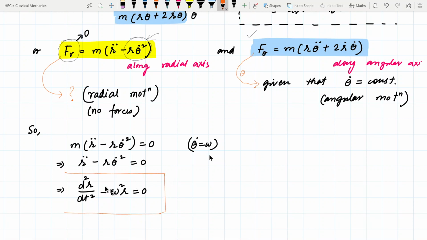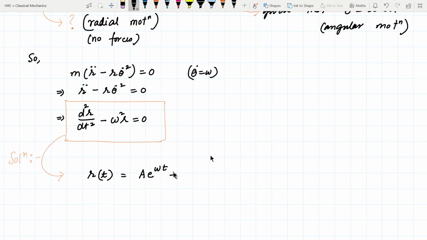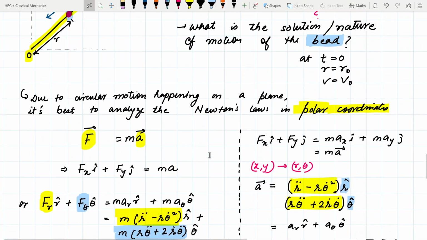Anybody knows what is the solution of the second order differential equation? So e raised to omega t, or a e raised to omega t, and there are two terms, plus b e raised to minus omega t. Yes, very good. So a e to the power omega t plus b e to the power minus omega t. This is the solution for this kind of second order differential equation. Now what is a, what is b? They are all dependent upon the initial conditions that we have provided at time t is equal to 0. What are the values of, let's suppose, r and v?